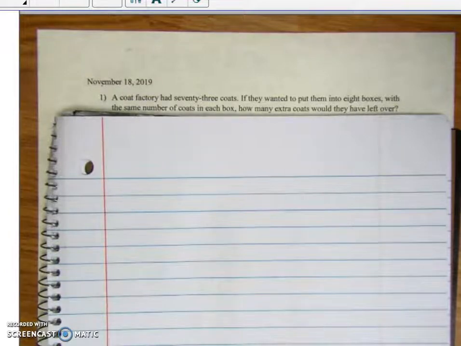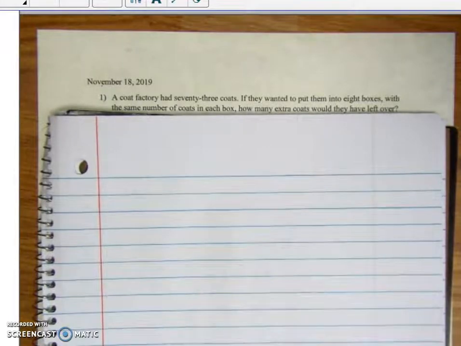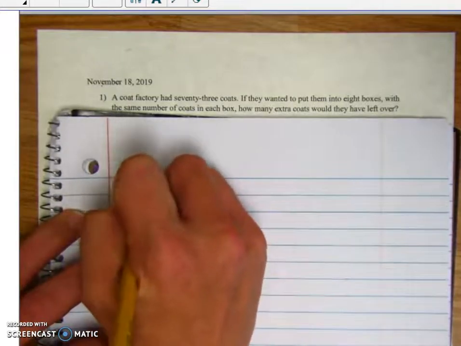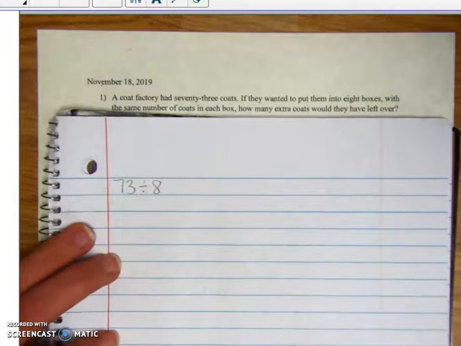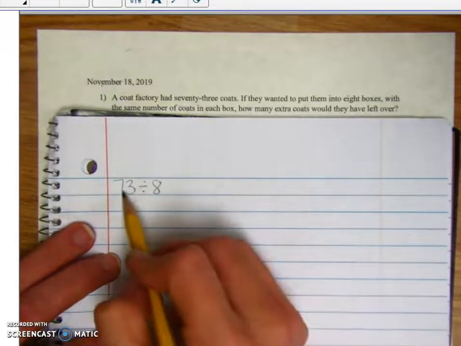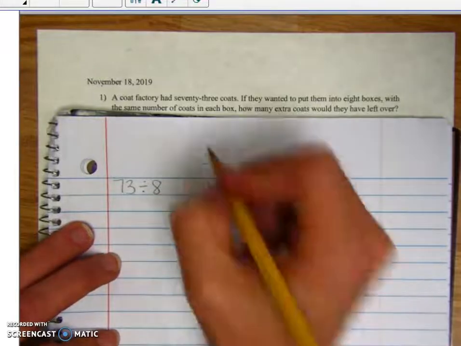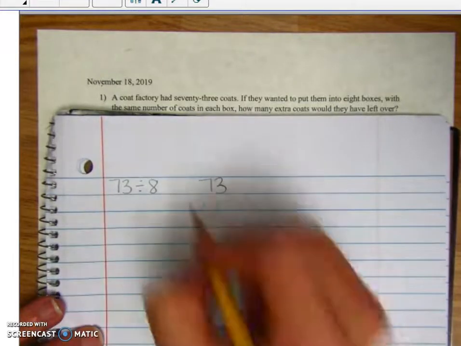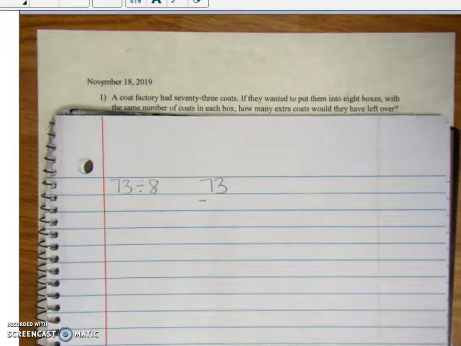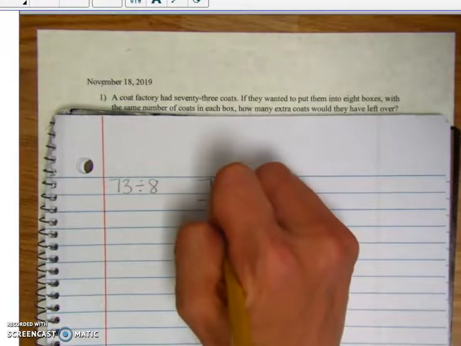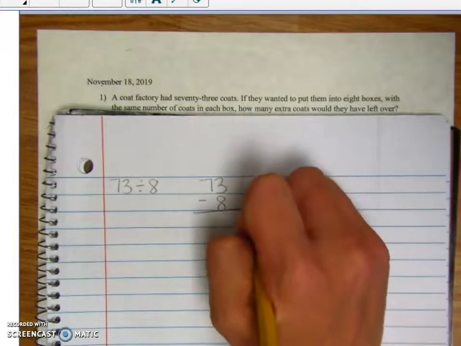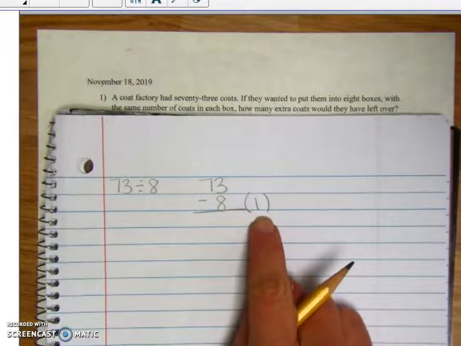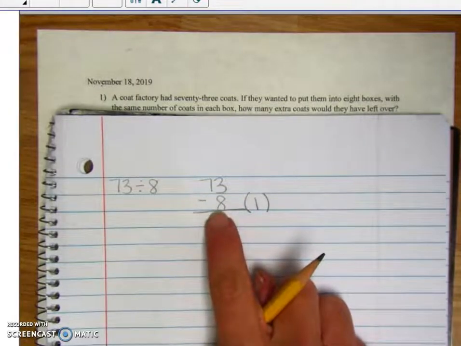So the first strategy that you need to be familiar with is the repeated subtraction strategy. This says 73 coats divided into 8 boxes, so 73 divided by 8. The way you could solve that is you would start with 73, and we're going to think logically through this problem. If I take out 1 coat for every box, that's a total of 8 coats. So I'm going to subtract 8 coats and write 1 over here to the side, because that's 1 coat for all 8 boxes, which means I'm really taking away 8 coats.